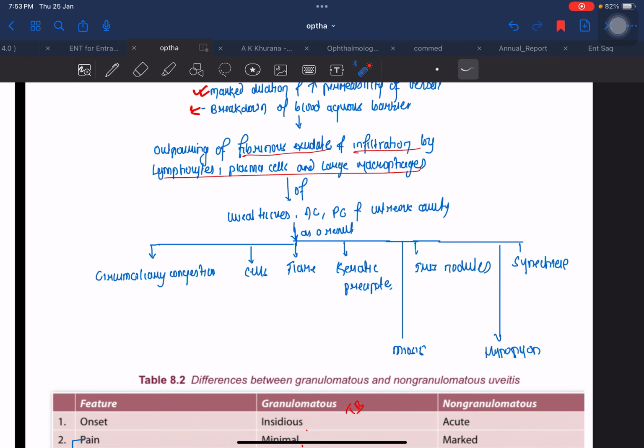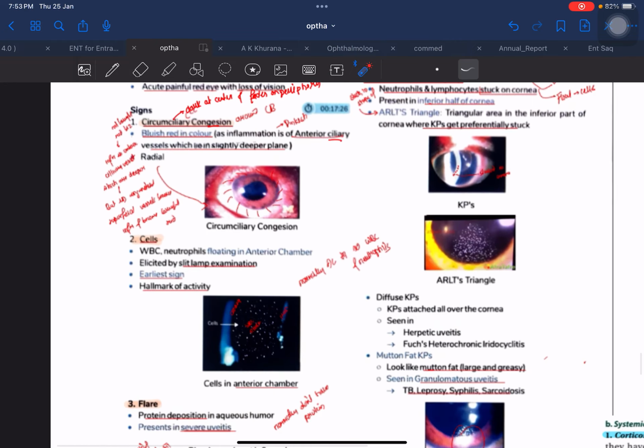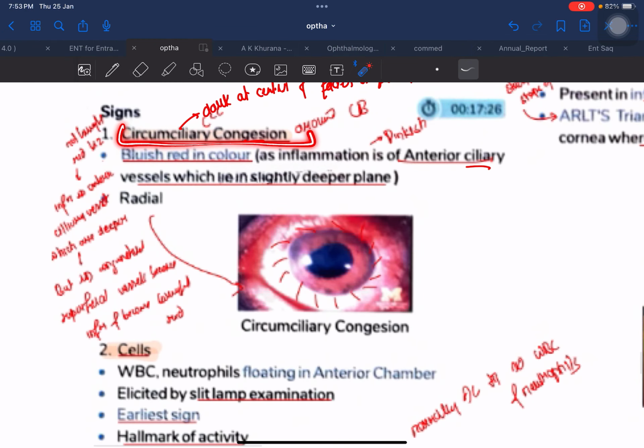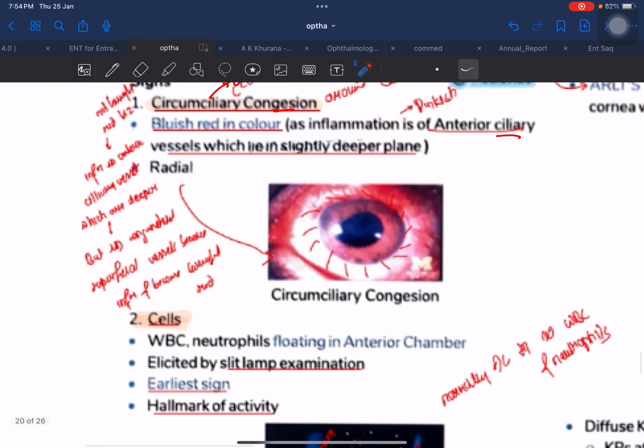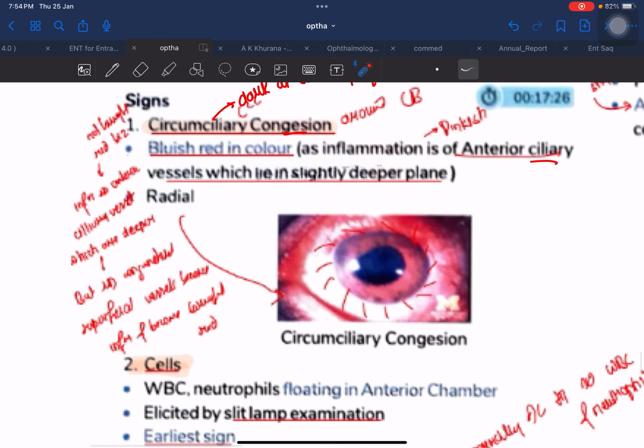Now talking about cells, what are these? These are simply WBCs, lymphocytes in the anterior chamber. And flare, these are proteins in the anterior chamber, as you can see in this diagram. Okay, let me show you. Circumciliary congestion is mainly seen on the periphery, and it occurs in a slightly deeper plane than conjunctival congestion.